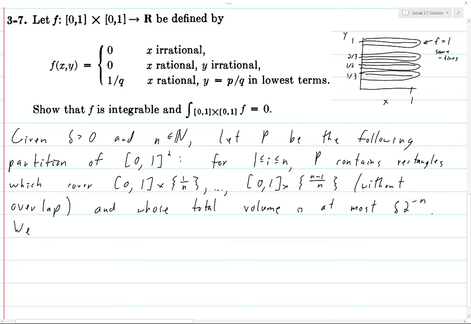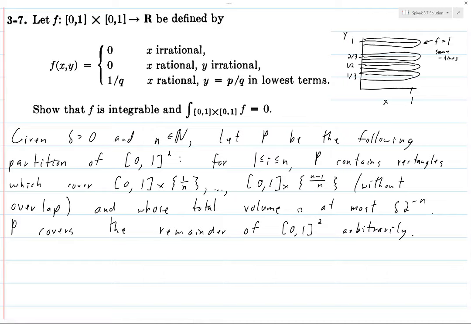So that's for i equals 1 to n, but this will only cover part of this two-dimensional square. So P covers the remainder of 0, 1 squared arbitrarily. Because we've only thrown in finitely many rectangles for i equals 1 to n, you can just throw finitely many more in to cover the rest of it.